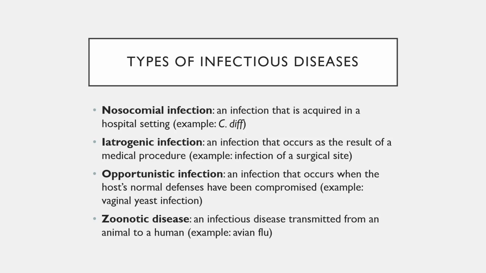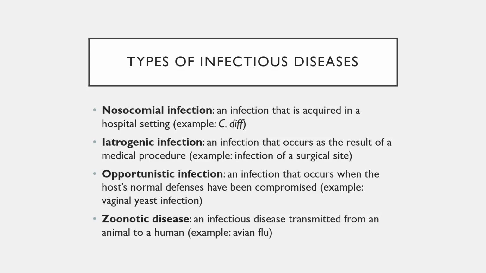Iatrogenic infections are infections that occur as a result of a medical procedure. This can be anything from a rash that occurs as a result of taking a particular medicine, or an infection of a surgical site after a procedure.